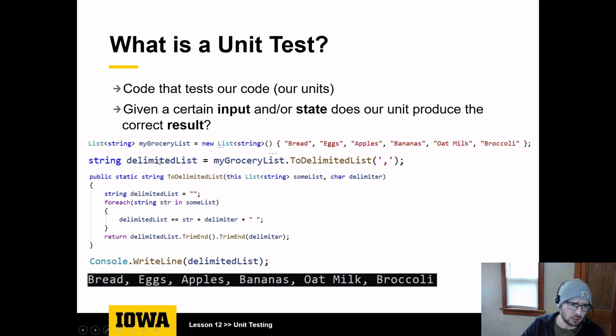Here's a simple example. Our input is a grocery list. So you have my grocery list, and some data in there, and you call your toDelimitedList method, and your result is stored in the delimitedList variable. And if you were to print that out to the console or whatever, we're able to assess, is this the correct result based on this input? Pretty straightforward, pretty simple, but that's a unit test.